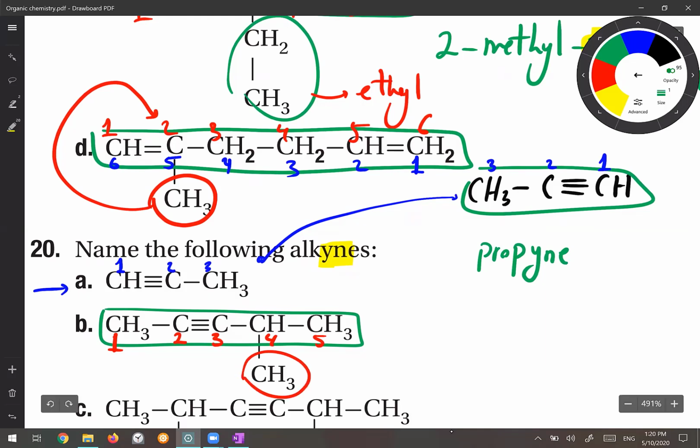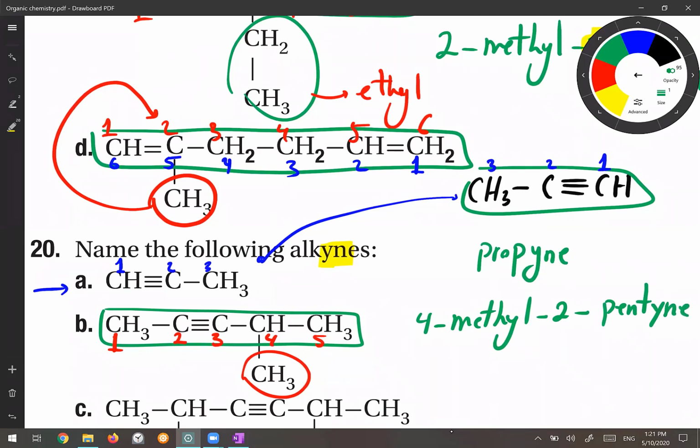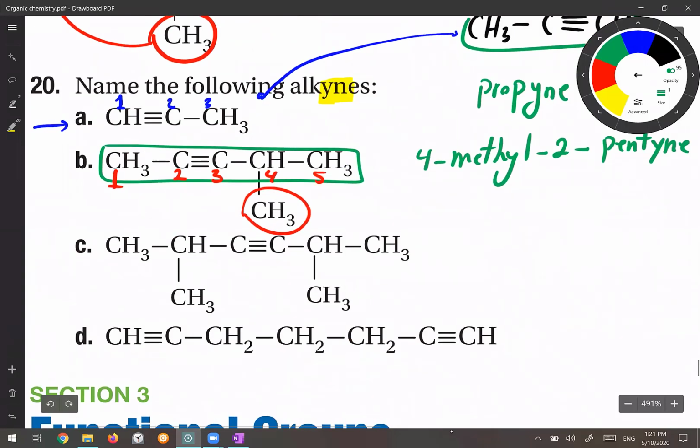So the position of the branch is on the 4th carbon. So it is 4-methyl. And you have the triple bond on the 2nd position, so I write 2, and 5 carbons, so it's pentyne. So it's 4-methyl-2-pentyne. Let's go to the next example, part C.